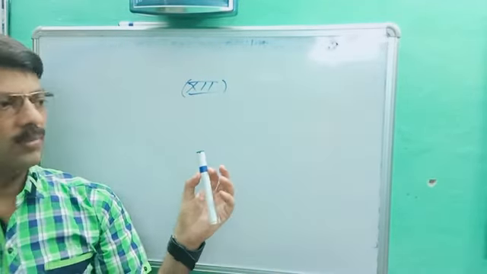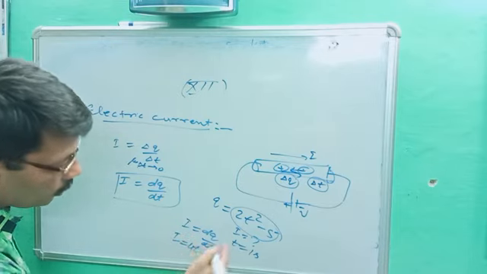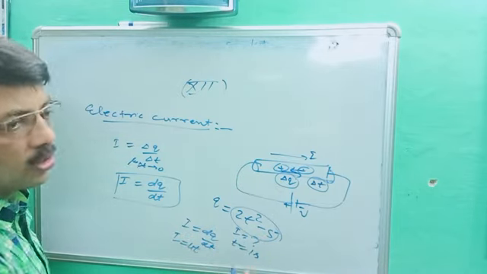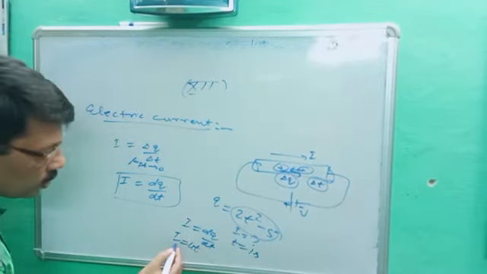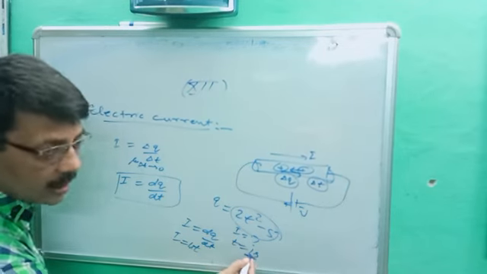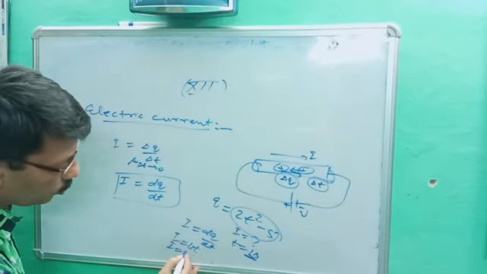I is equal to dQ upon dt. You differentiate Q with respect to t. What do we get here? I is equal to 4t, because 2t² differentiates to 4t and 5 is a constant, so its differentiation will be 0. So I is equal to 4t, and t is given as 1 second, so I is equal to 4 ampere.